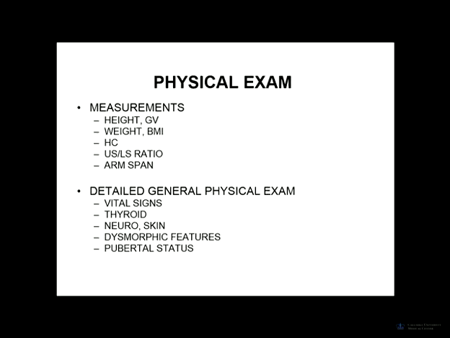Upper and lower segment ratios and arm span are useful in determining dysmorphic features of patients, and we as endocrinologists certainly get all of those measurements on children with birth or poor growth or failure to thrive. In a detailed physical examination, clearly we're interested in vital signs.